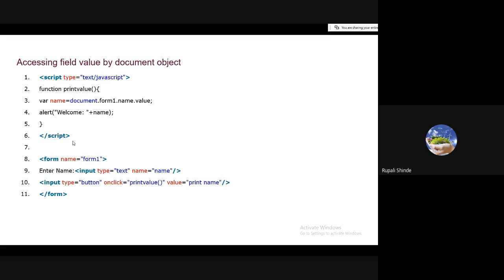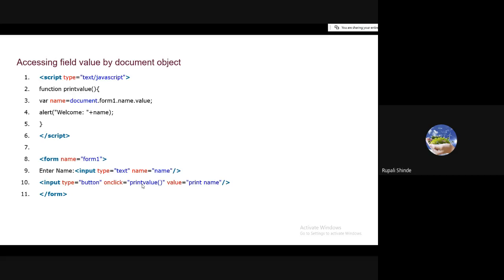So here we have to create the form whose name is form1. Here you have to specify the name of the form, because that form you are going to access with the help of the name. Then enter name, input type text whose name is equal to name. Then input type button, we just have to create the button, and on click event we have to call the print value function.